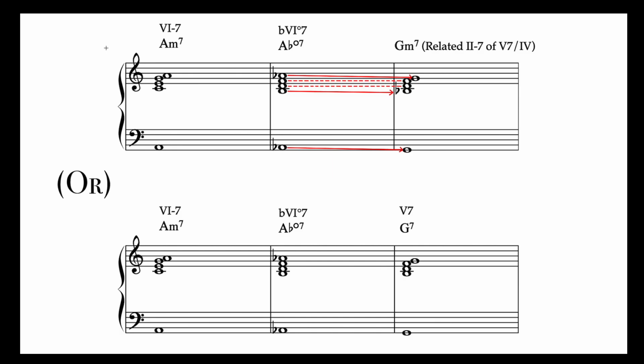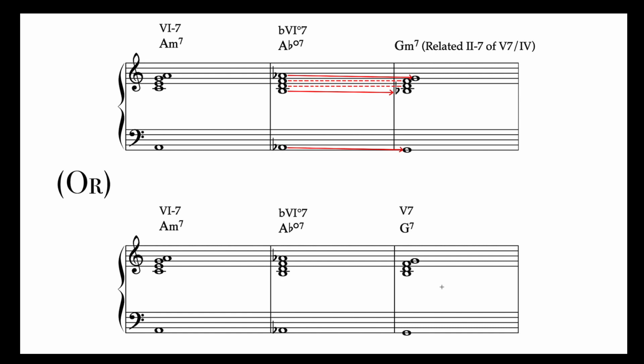Next, we have the flat 6 diminished 7, and this resolves in the same way. It shares 2 common tones, and then the other 2 tones move down by half step. This can resolve to G minor 7 as a related 2 minor 7 of the 5 of 4, or it could also resolve to the G7 like it does down here.